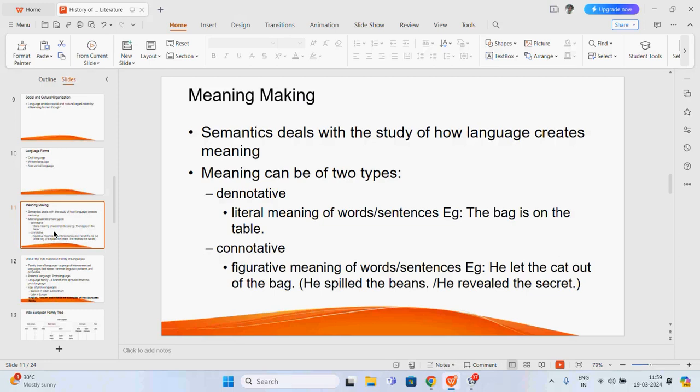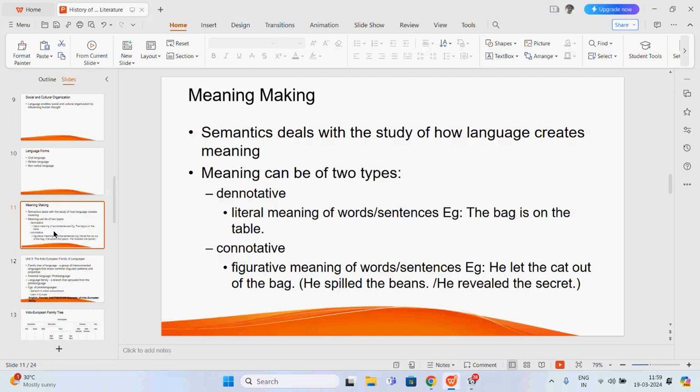He let the cat out of the bag. Now this sentence can have 2 meanings. There was a cat that was actually in a bag. Somebody put a cat inside a bag. That could be one meaning. If that is the meaning, then it is the denotative meaning, the literal meaning.